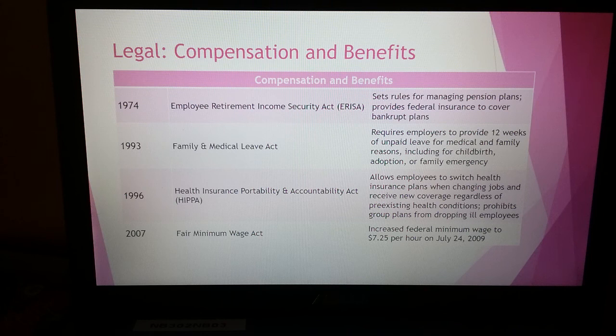Okay, so compensation and benefits. The Employee Retirement Income Security Act makes sure that there's federal insurance to cover bankruptcy of loan plans. The FMLA, Family Medical Leave Act, requires employers to keep jobs open for people for a certain period of time while they go off and take care of personal business, such as medical and family reasons. And then HIPAA allows employees to switch health insurance plans when changing jobs and receive new coverage regardless of pre-existing health conditions. It prohibits group plans from dropping ill employees, that kind of thing. Again, HIPAA is a very large and encompassing act, but that's just one part of it. And then the Fair Minimum Wage Act increased the federal minimum wage to $7.25. The minimum wage is always going up and changing.